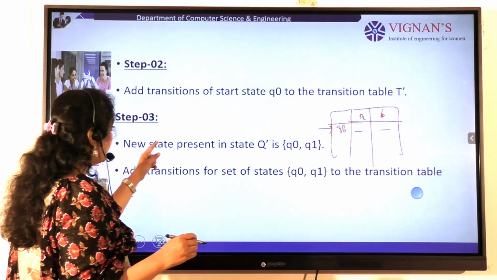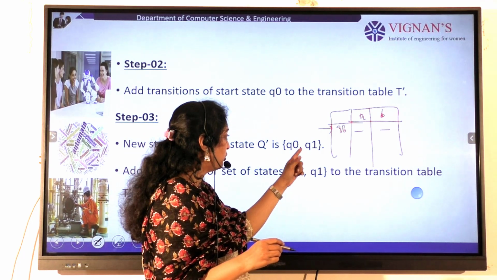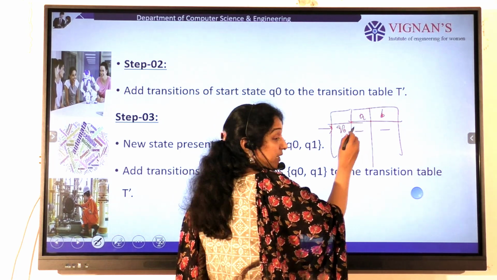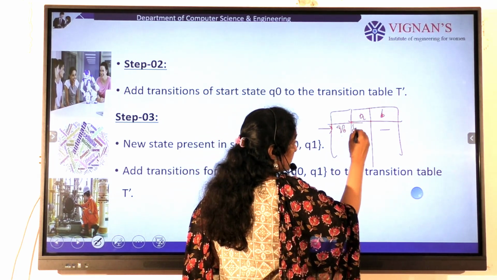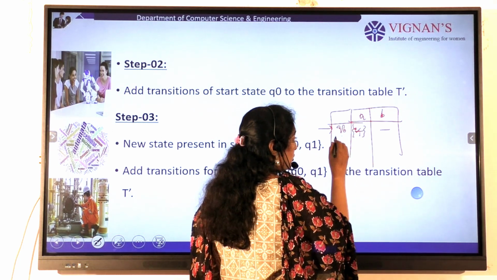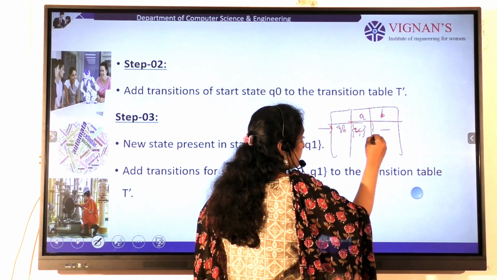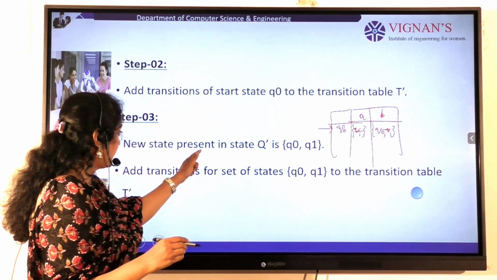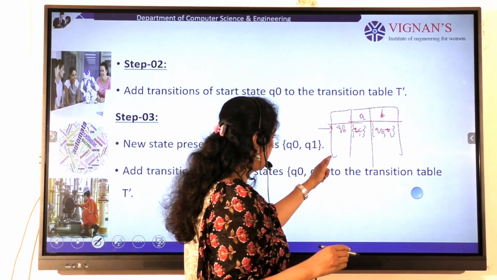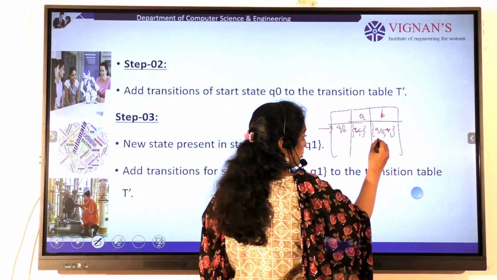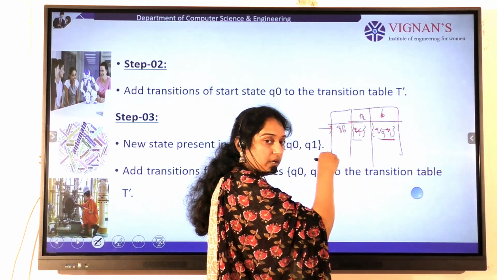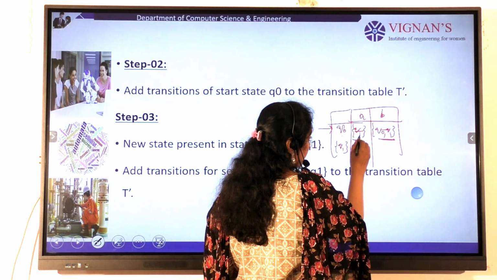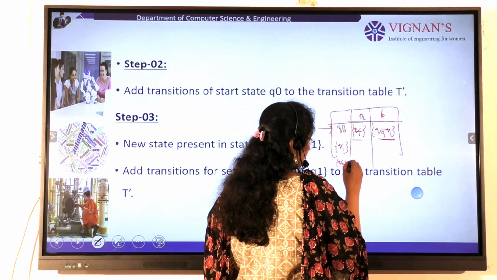The new state present in Q dash is Q naught Q1. So here, by reading input symbol A, suppose Q naught reaches state Q1, and by reading input symbol B, Q naught reaches the state Q naught Q1. The new states present in Q dash are Q naught Q1, and Q1 is also a new state here. Next we need to construct the transitions for Q1 as well as Q naught Q1.